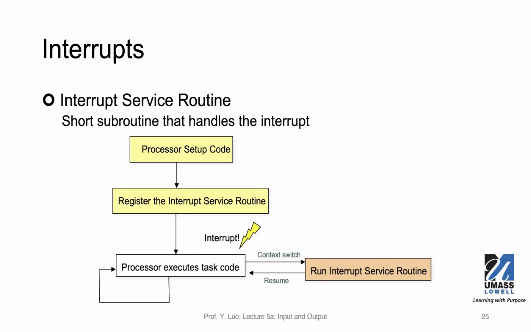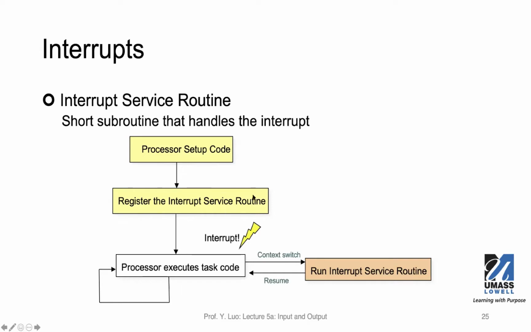So what we see here is basically two things happening at the same time, concurrently or logically. We have the processor doing some setup code for its main application. Let's say, set up the GPIO registers to turn on and off the LEDs, or things that your main application is supposed to do. Then it will also register the interrupt service routine.